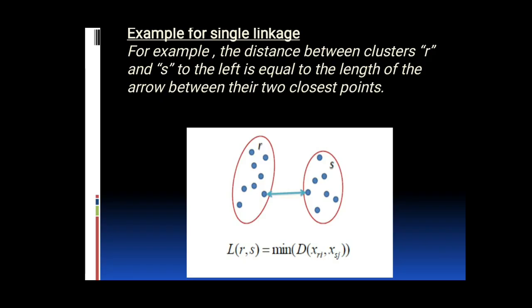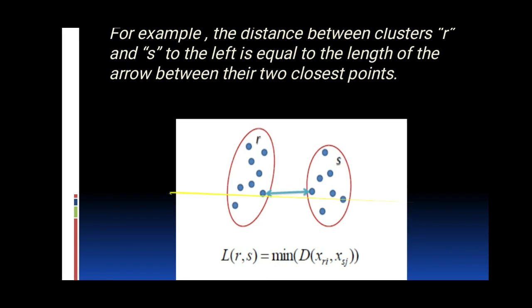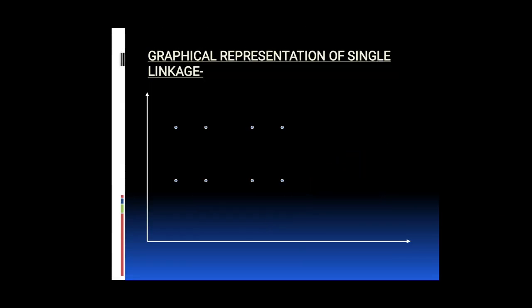For example, the distance between clusters R and S to the left is equal to the length of the arrow between the two closest points. And this is the equation for the single linkage. L of R comma S is equal to the minimum distance of X Ri comma X Sj. A graphical representation of the single linkage.